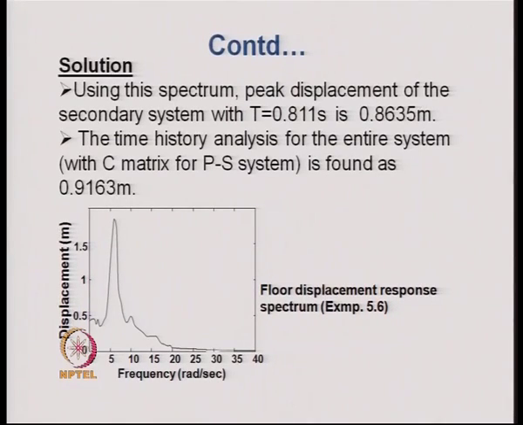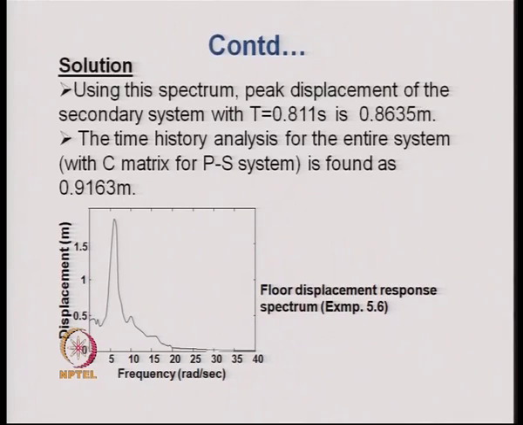The C matrix can be obtained as C equals alpha times m plus beta times k. That is how one can obtain the C matrix for the main structure, and then add to that the damping for the secondary system. Coupling between the terms of the damping matrix between the primary and secondary system is set to 0.